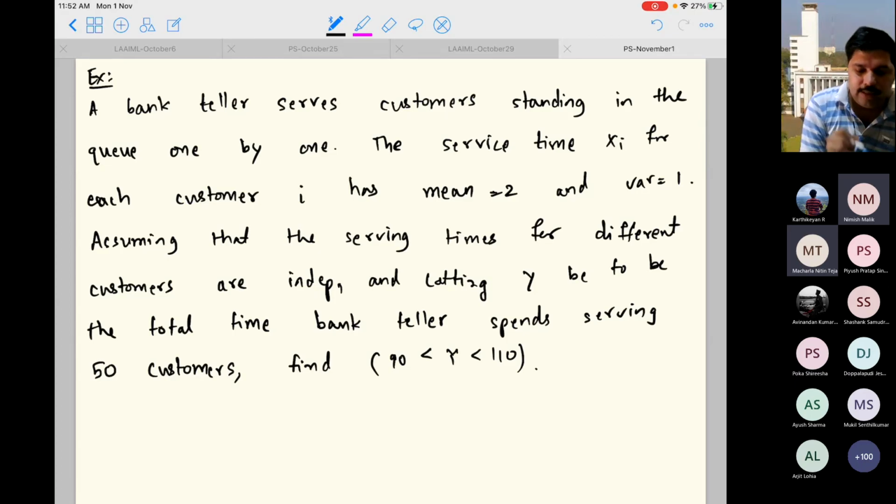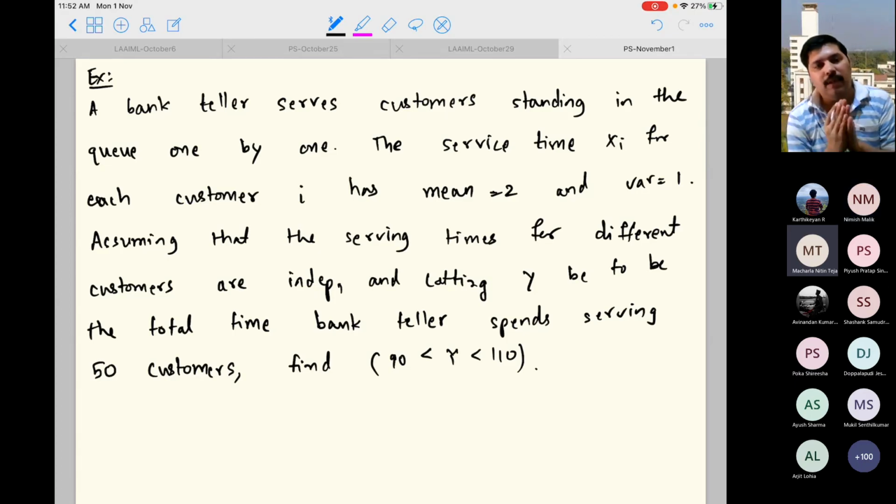So the first thing that we have to look at here is the following. When do you apply central limit theorem? You can apply central limit theorem only when you have a sum of n independent random variables with the same mean and variance. Do you agree? So you have to make sure that y actually is a sum of n independent random variables.